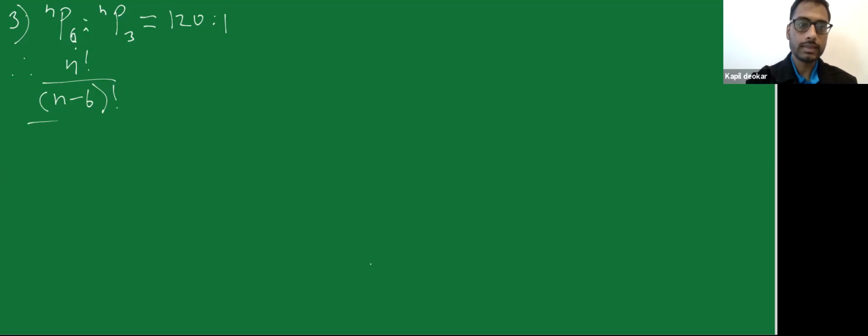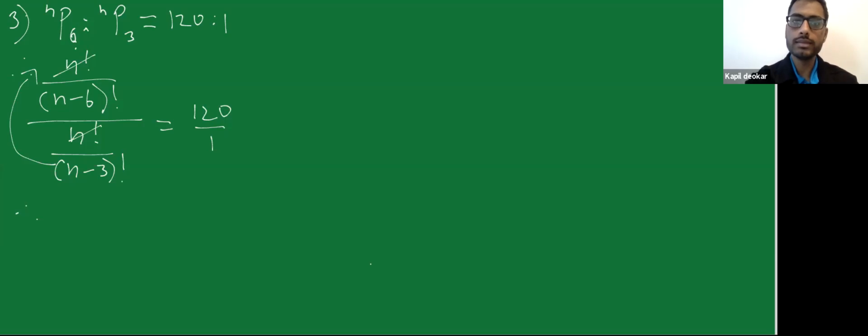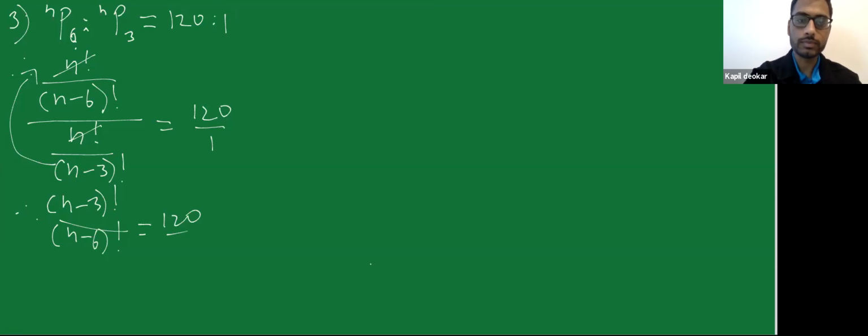This division ratio is given, therefore we'll divide by nP3. So what is nP3? nP3 is n factorial upon n minus 3 factorial, which is equal to how much? 120 is to 1, therefore this is equal to 120 upon 1. Can we cancel out something? Yes, n factorial is getting cancelled out. Where is this n minus 3 factorial? It is present in the denominator, therefore I can write that in the numerator according to the laws of indices. And then which one is bigger, n minus 3 or n minus 6? n minus 3 is bigger, so we'll have to reduce n minus 3 in the next step, which is equal to 120 is to 1.